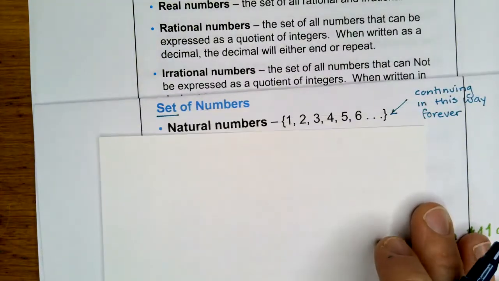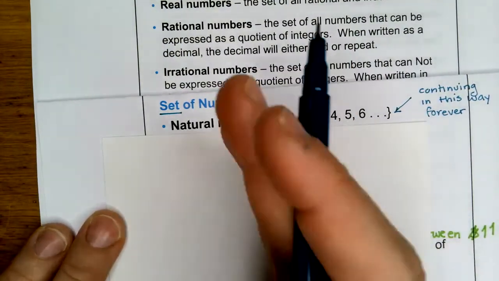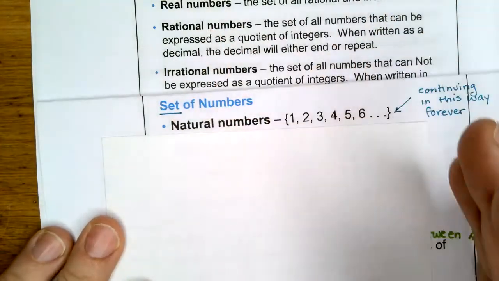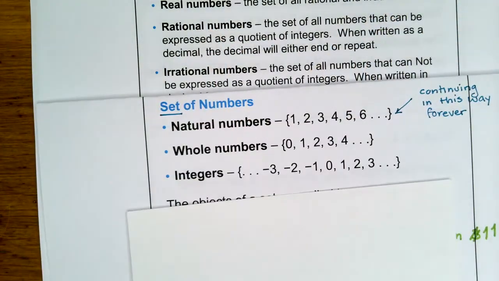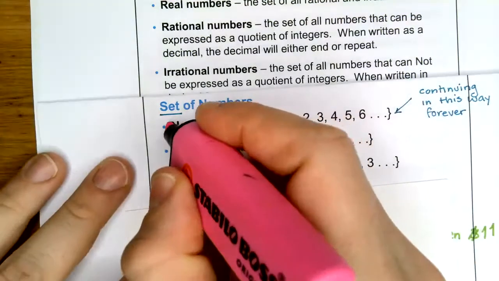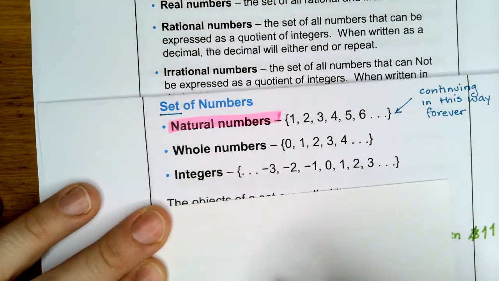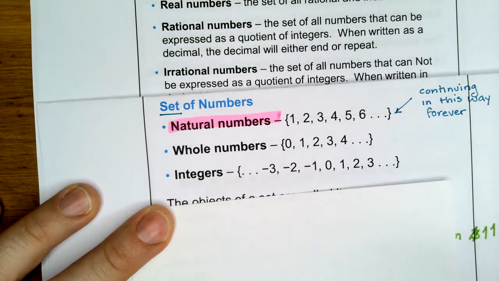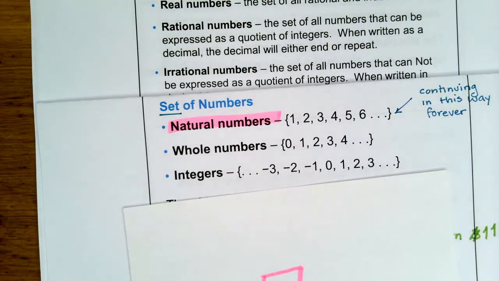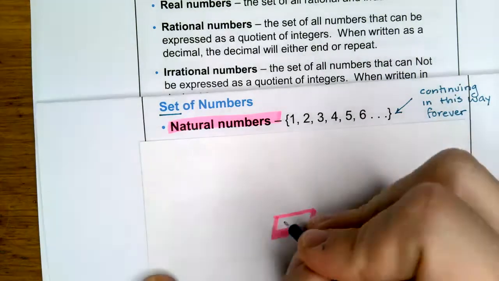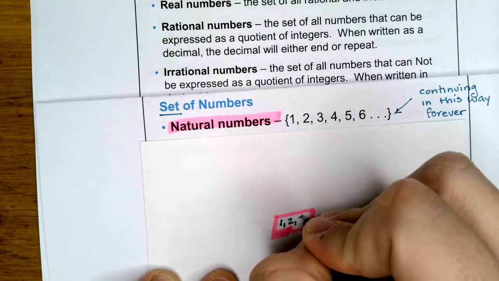Okay. So those are the 2 groups. We have all real numbers. We have rational numbers here, irrational numbers here. Within rational numbers now, we have natural numbers, whole numbers, and integers. The smallest group we have is actually the natural numbers group. These are natural numbers. 1, 2, 3.